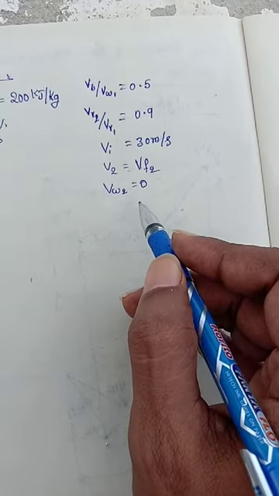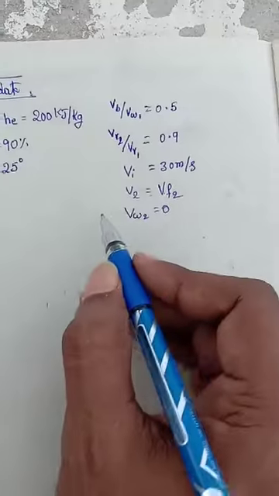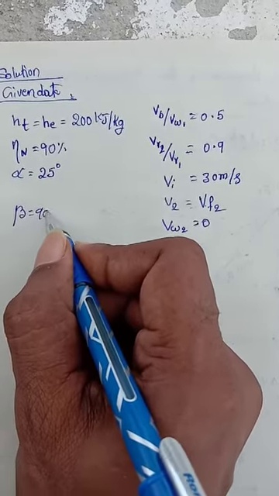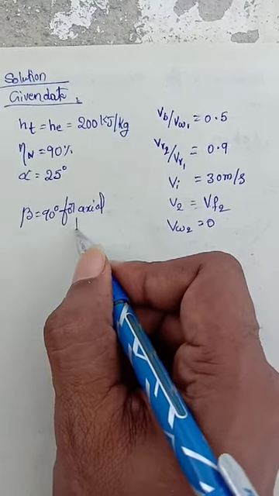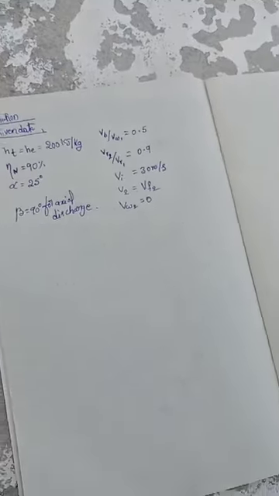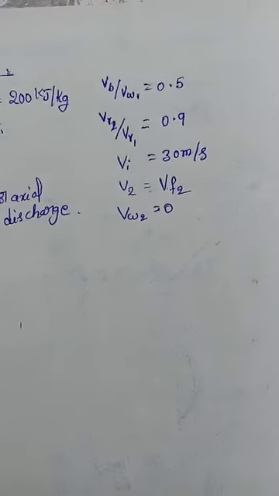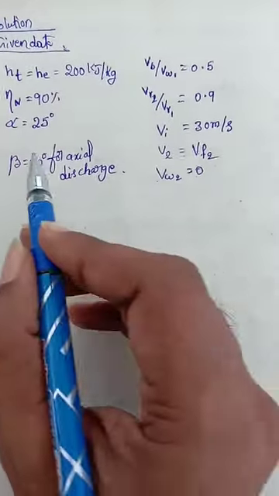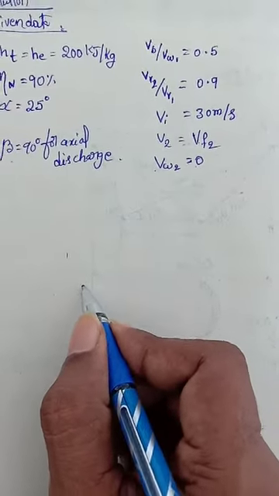Okay, now here we get the angle, I think, beta. Now whirl velocity is 0 means beta is equal to 90 degrees for axial discharge. And now we are going to draw the velocity diagram for this. Clearly VW2 is equal to 0 and the beta angle is 90 degrees. Then we are going to see the velocity diagram.